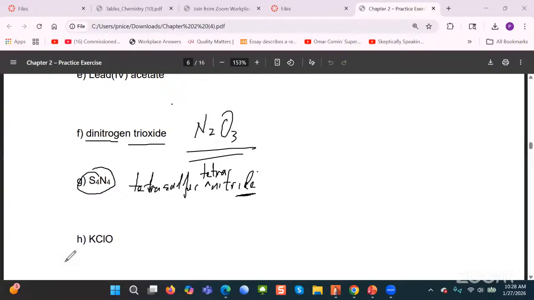So that's G. And then in the case of H, now this is ionic. So what I would do is look up the formulas of these ions here. And I want you to tell me what the name of the resulting compound is.